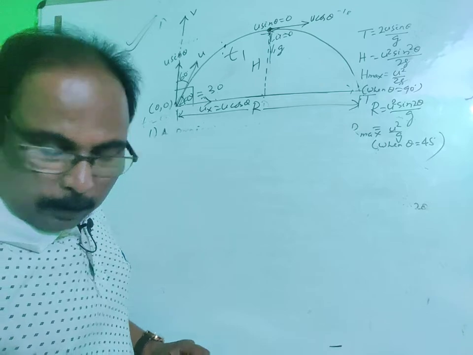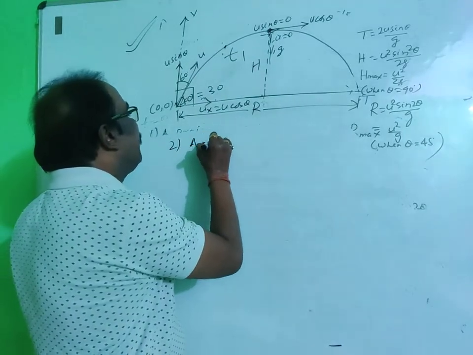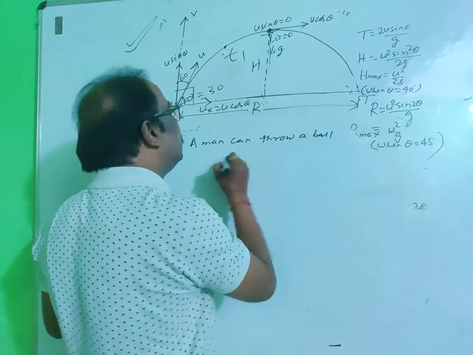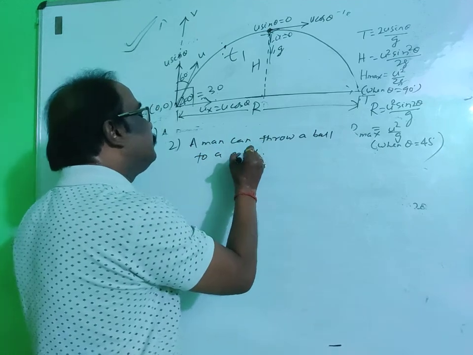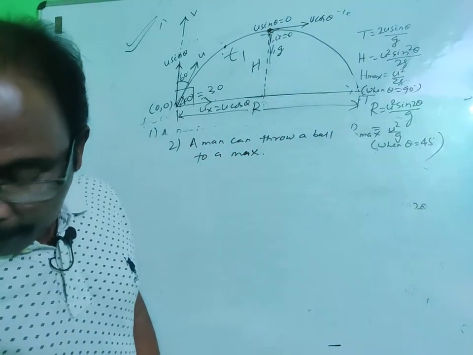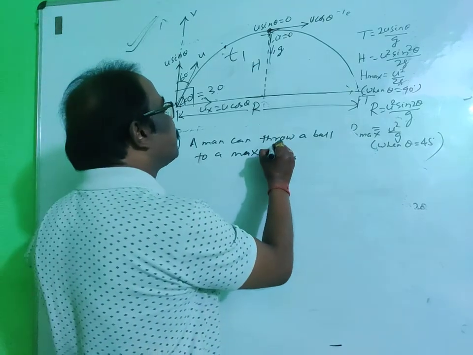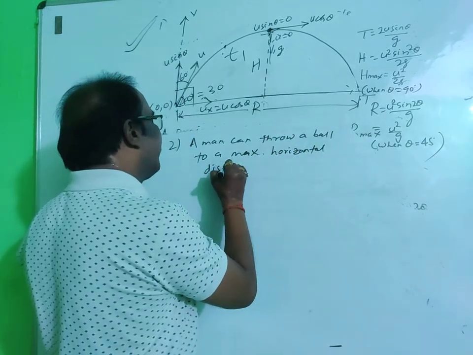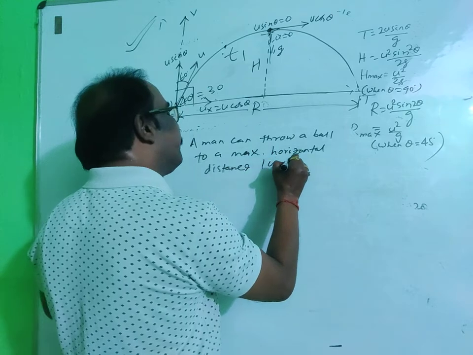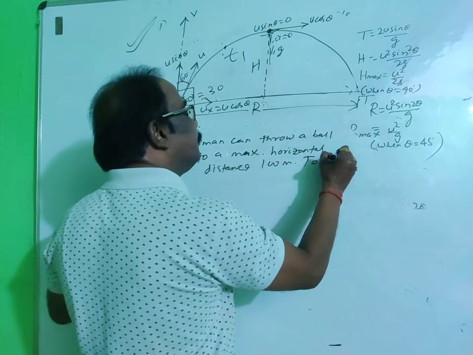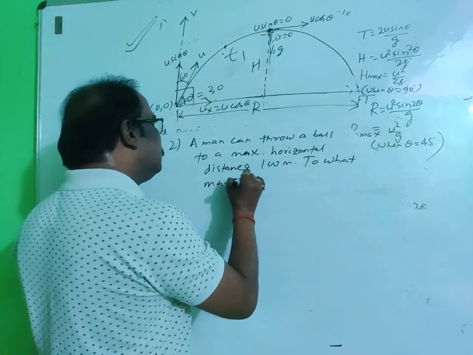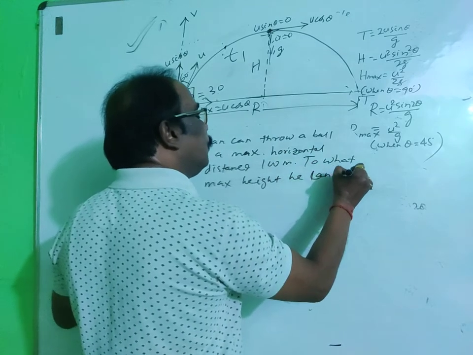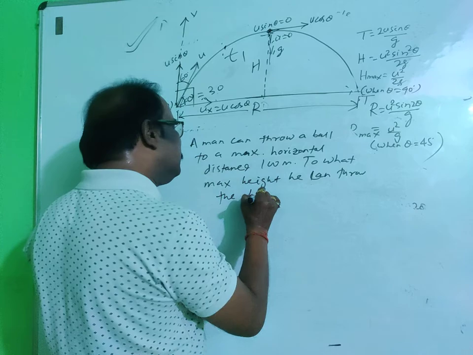Question number 2 is, a man can throw, very easy question, a ball to a maximum horizontal distance 100 meters. To what maximum height he can throw the ball? This is very easy question.